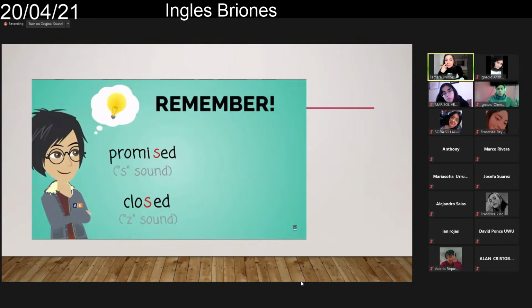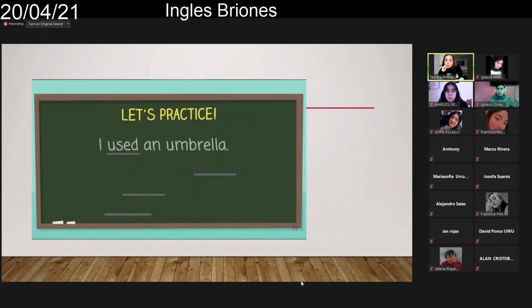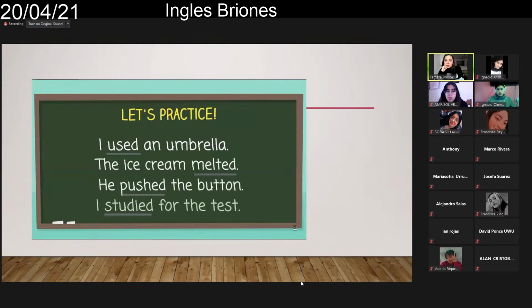Remember to focus on the last sound of a word. Both promised and closed have an S before the ed ending. However, promised has an S sound and closed has a Z sound. That's why promised has a T ending and closed has the D ending. Now you try. What are the American English pronunciations for these past tense verbs? Click pause to try the activity, and press play when you are ready to continue.